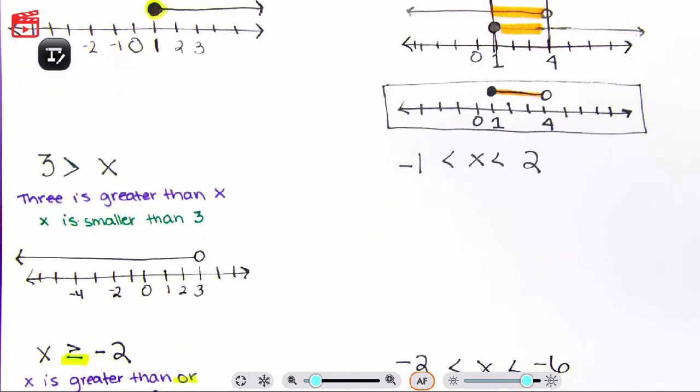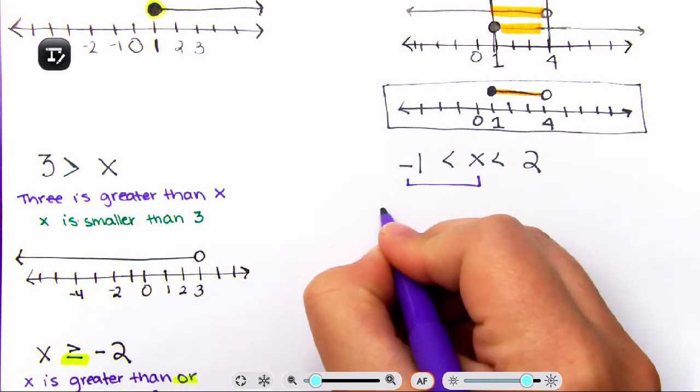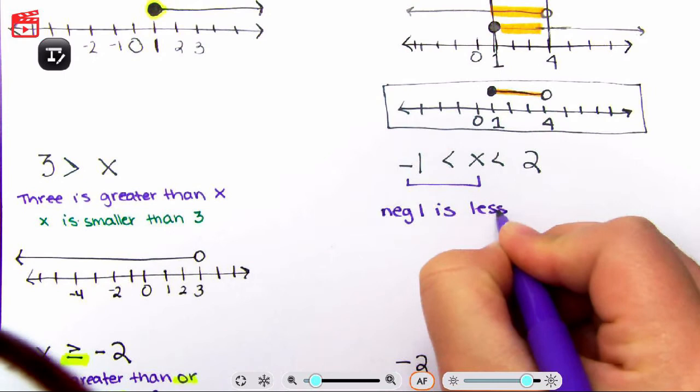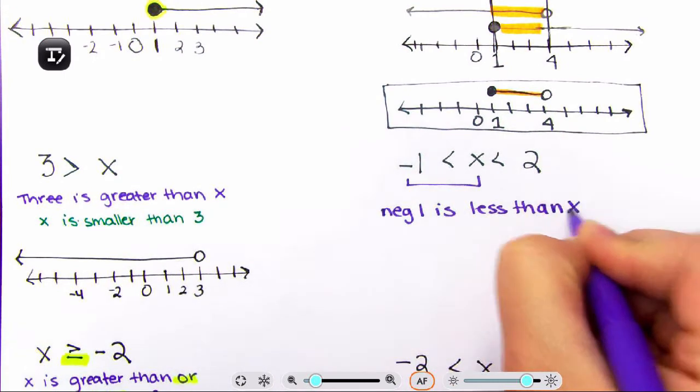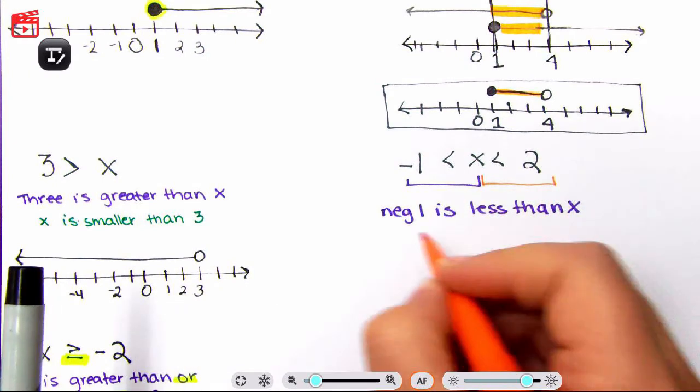All right, let's do another one. Here it is. -1 is less than x is less than 2. So again, very similar to the previous example. Let's do our two statements. So I have -1 is less than x. My second statement is x is less than 2.